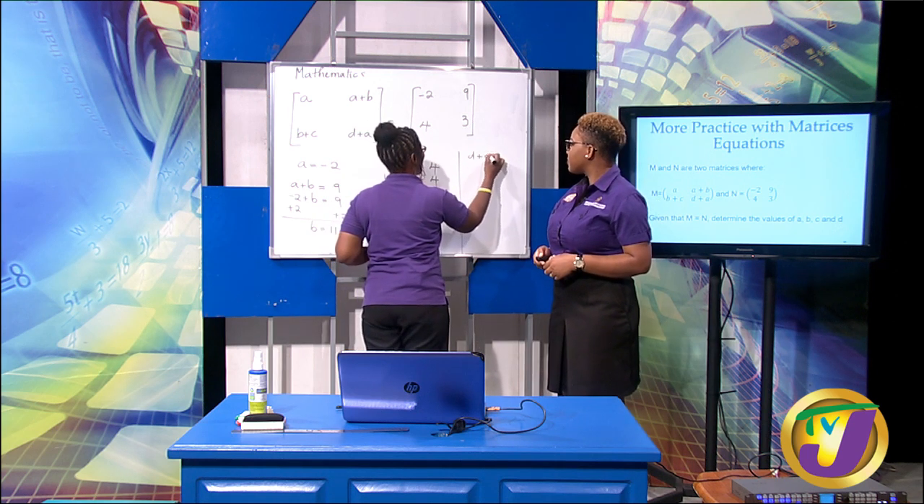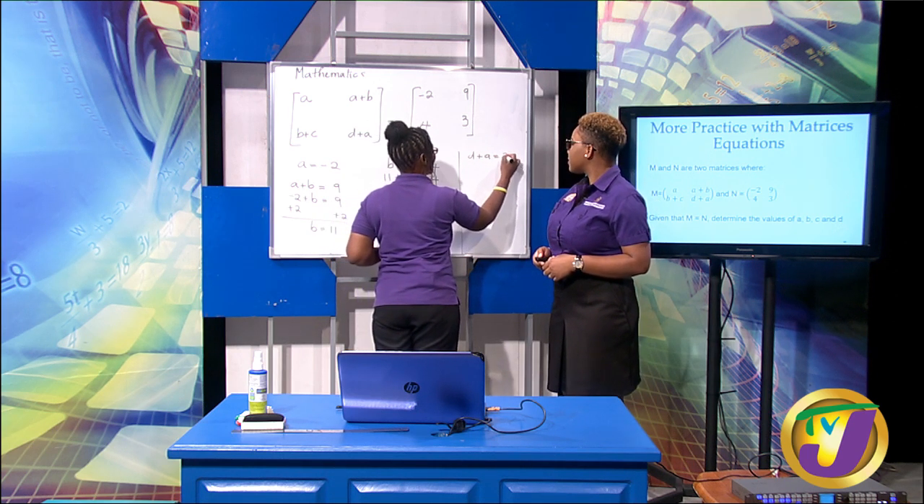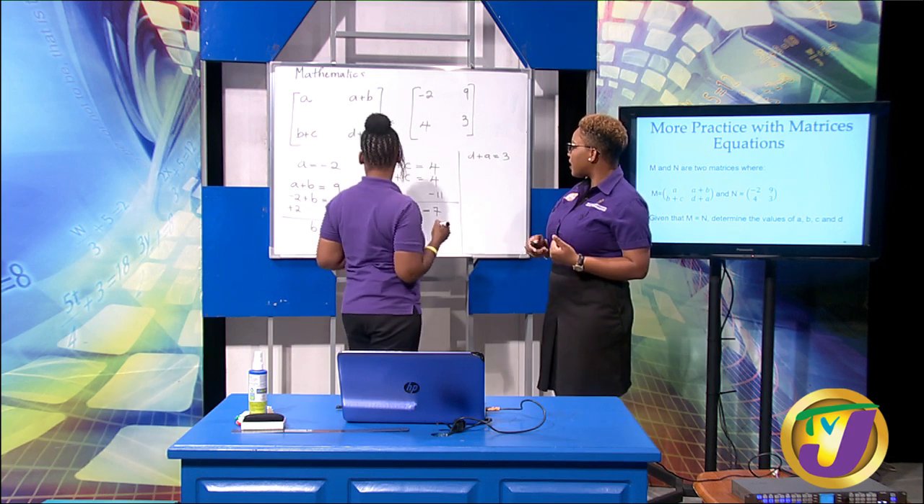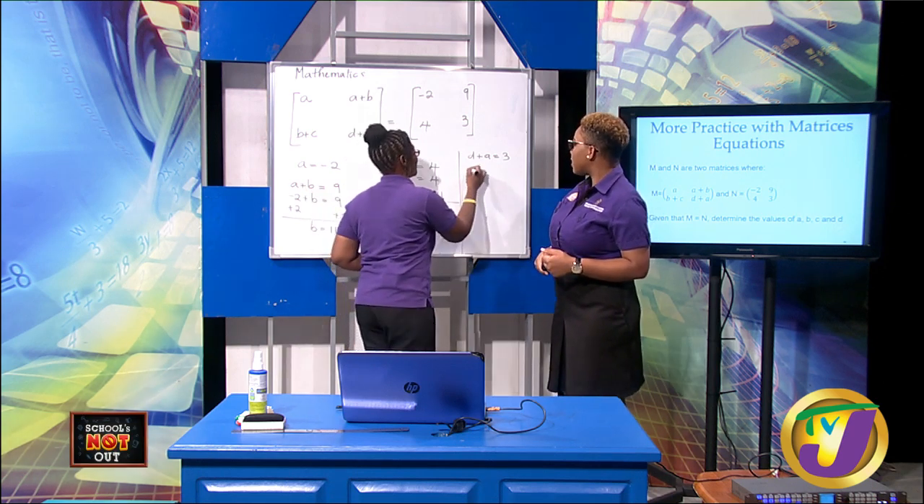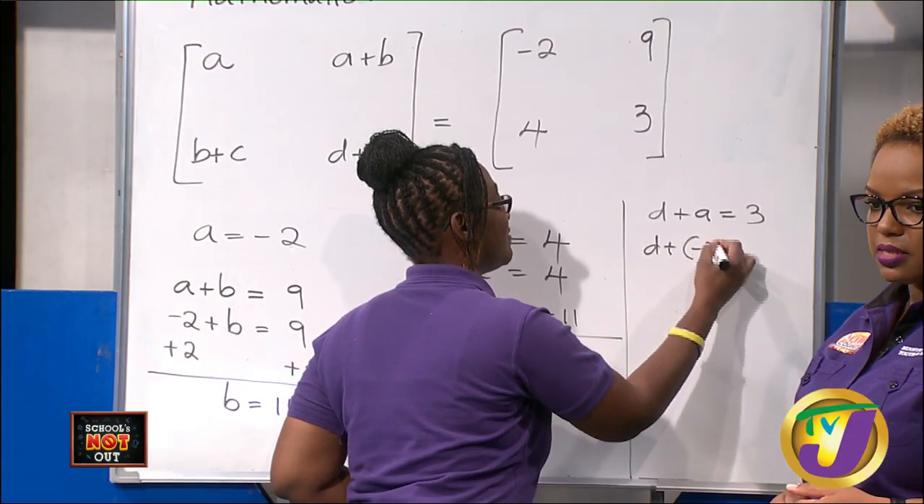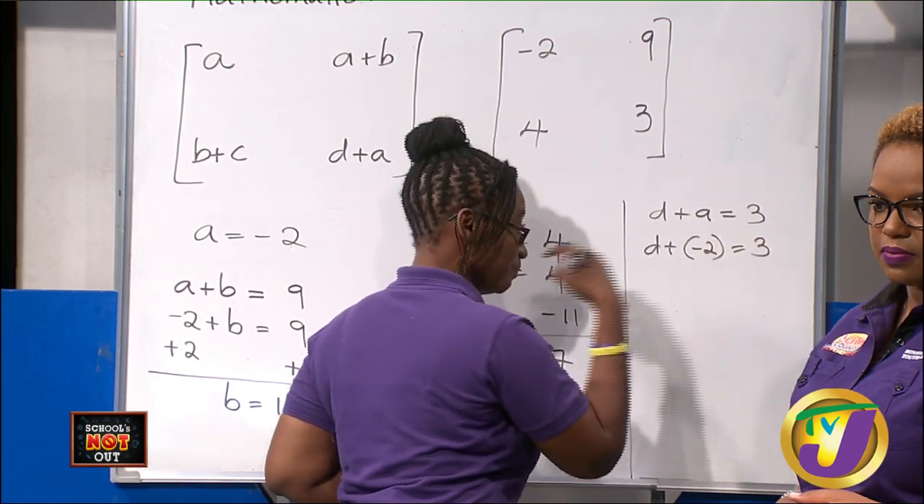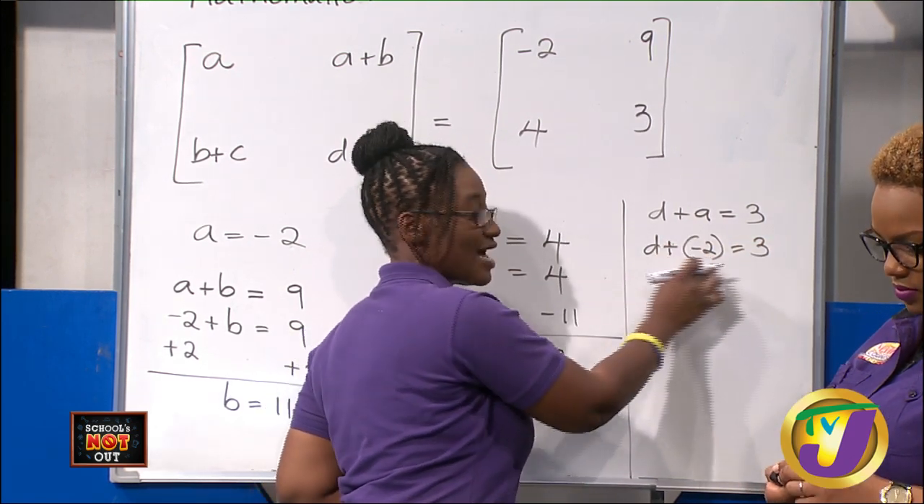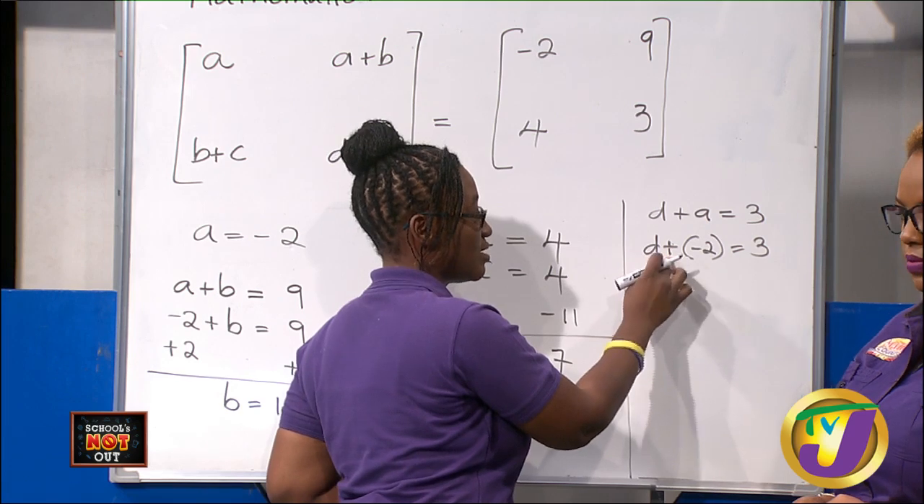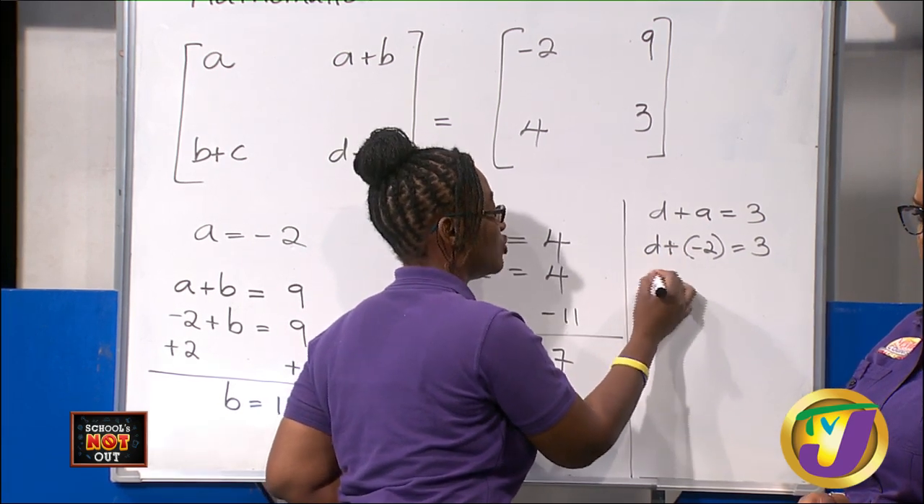So D plus A is equal to 3. Okay, and we know what A is. A is -2. So I can actually rewrite this D plus -2 to read D.